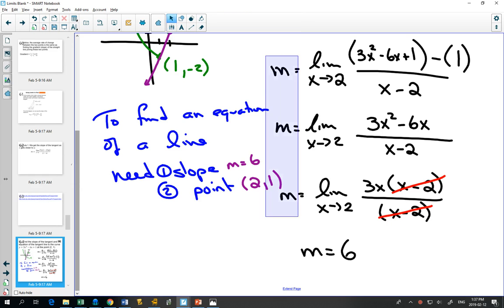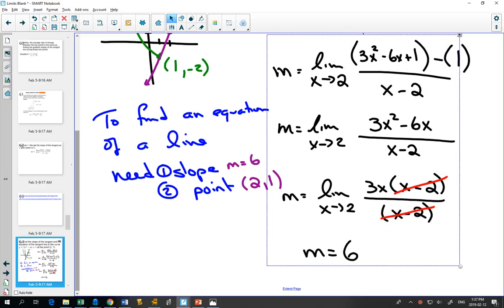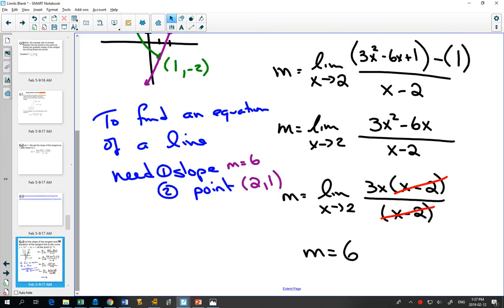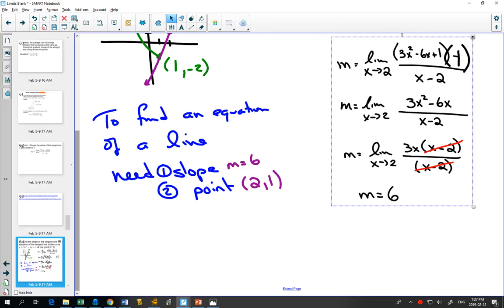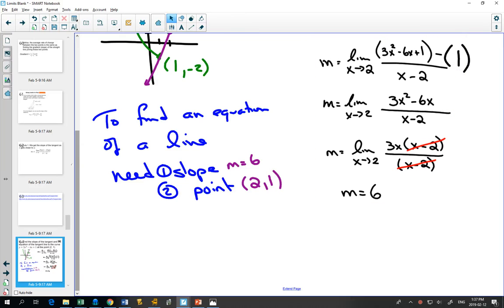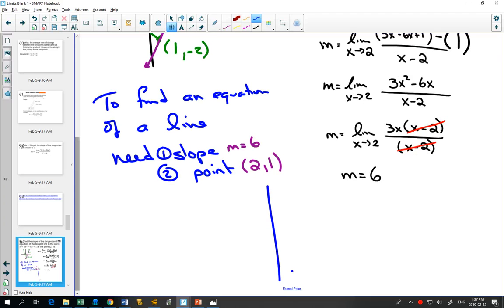Can I make this a little smaller? Move it off to the side. There we go. How many formulas do you know for the equation of a line? What's one of them? Y equals mx plus b. How many people have y equals mx plus b as the first formula they think of? Okay. So we'll do that as method 1.